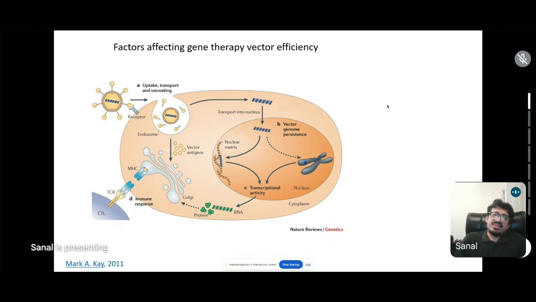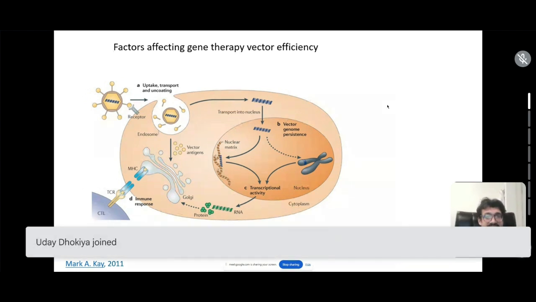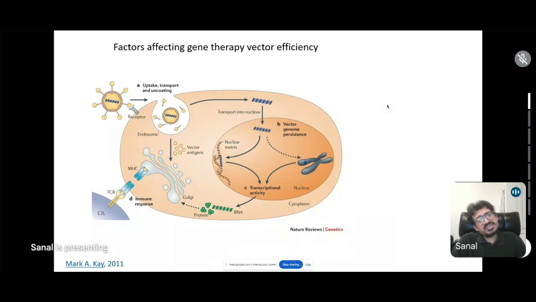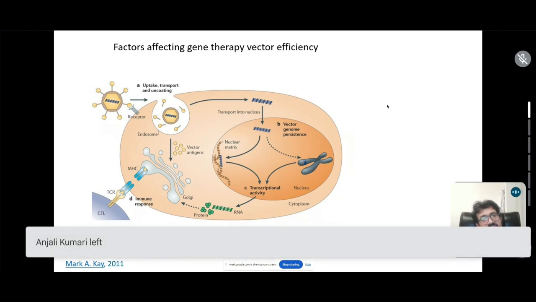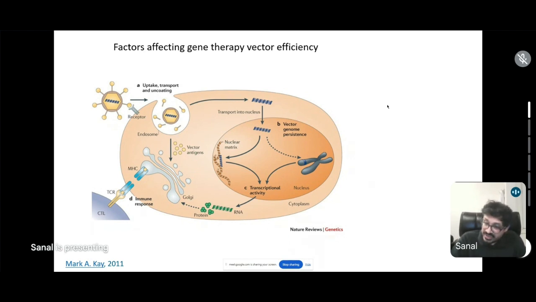There are several factors which affect the efficiency of gene delivery or gene therapy. One thing is that gene delivery itself is quite inefficient, because if you're using a virus, the infectivity of the virus may be poor. One virus may infect dividing cells, while another virus may not. Or some viruses may have an affinity to a particular tissue type, while some other viruses are non-specific infectors.